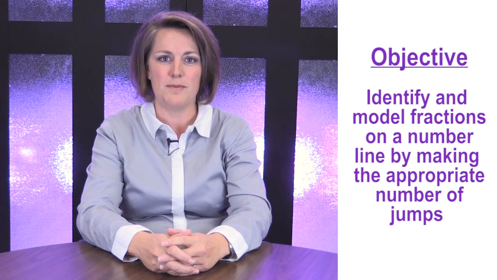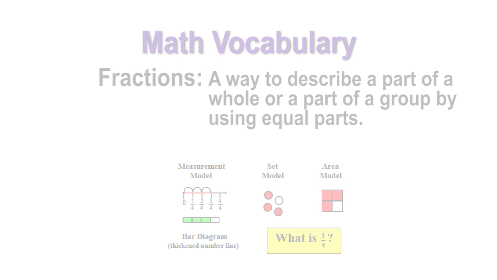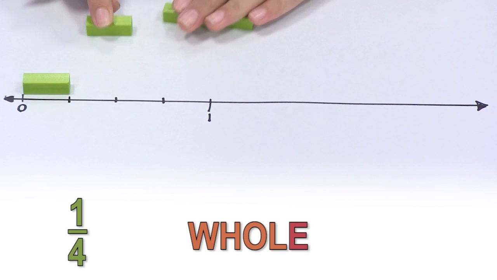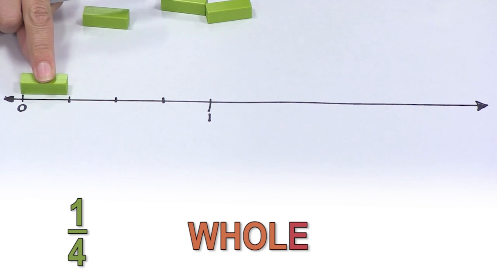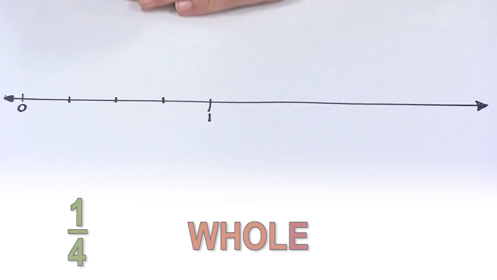In this lesson, students will be able to identify and model fractions on a number line by making the appropriate number of jumps. By now, students should have a basic understanding of what a fraction is. They have had practice identifying and labeling a variety of fraction models. In the previous lesson, your child learned how to use unit fractions to partition or divide a number line into equal lengths or intervals and label each of those intervals.